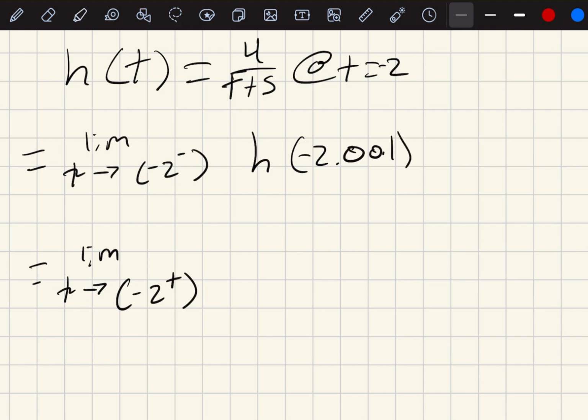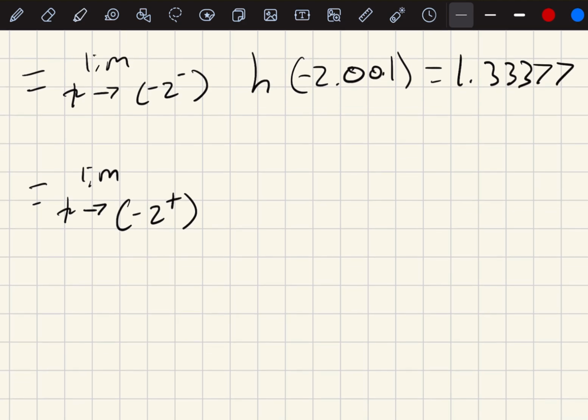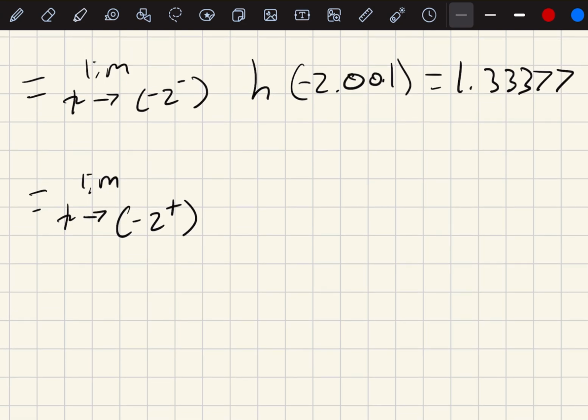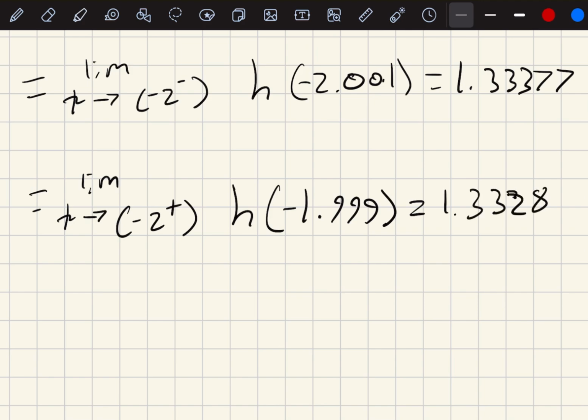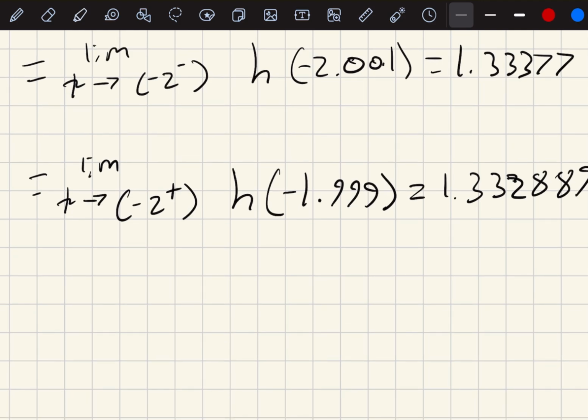Plugging this value into our h of t gets us a value of 1.33377. Nice accurate number. And then finding our limit of t to -2 from above, we'll input -1.999. That should hopefully get us enough of a value to estimate to 3 decimal places by the end of our calculations. Plugging that in, we get 1.332889.